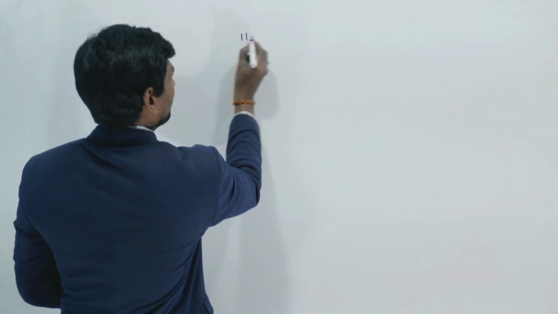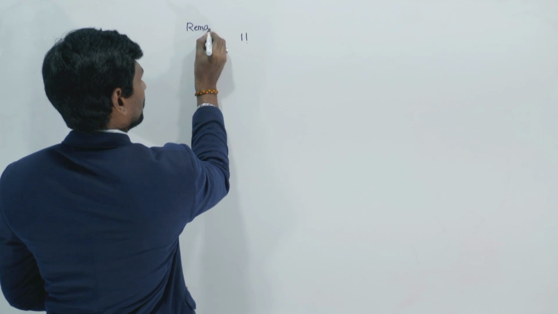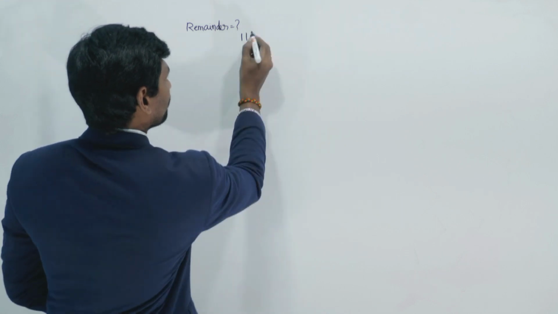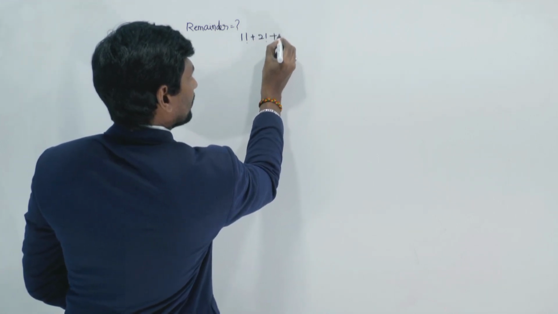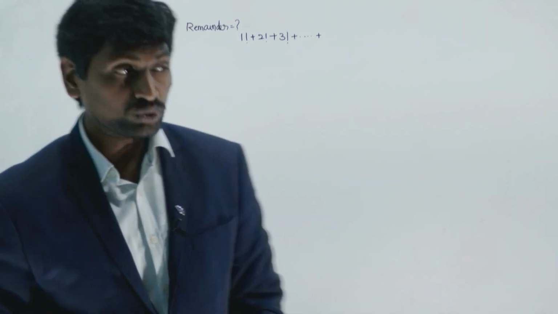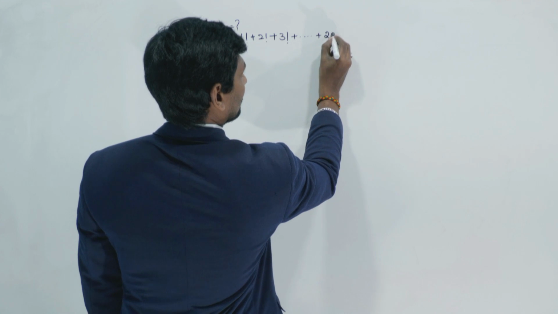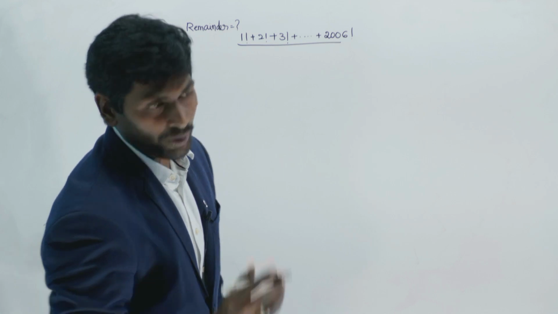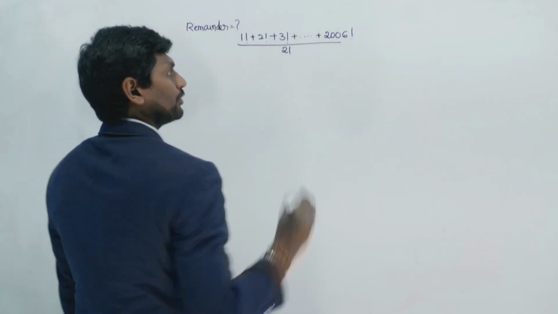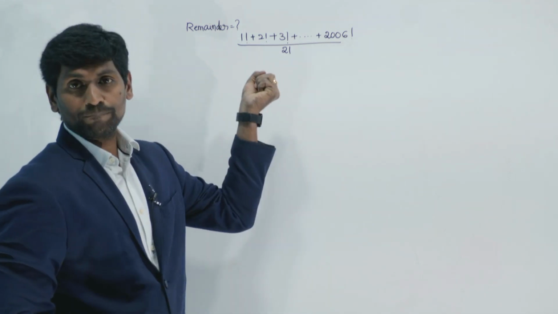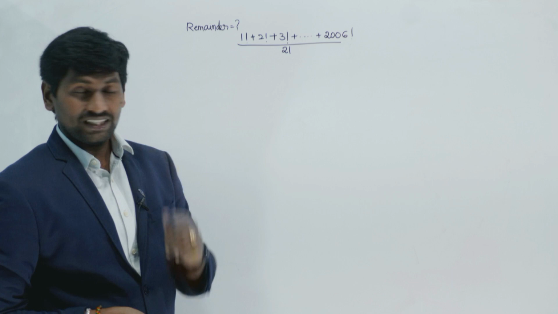So what is the remainder when 1 factorial plus 2 factorial plus 3 factorial and so on, up to 2006 factorial, is divided by 21? We need to find the remainder. Okay, let us see.